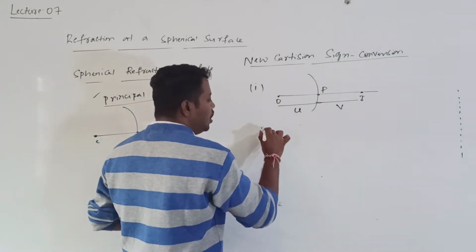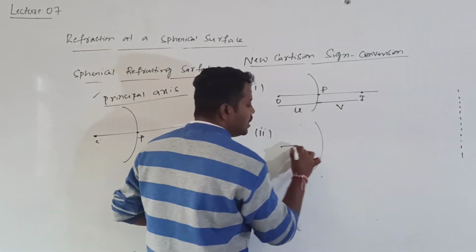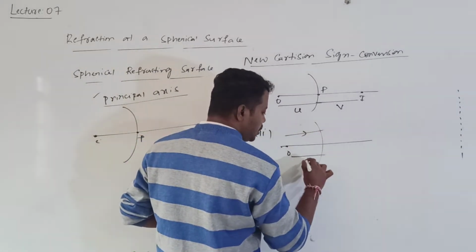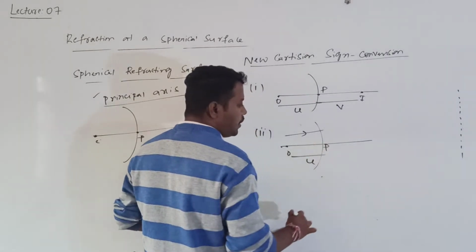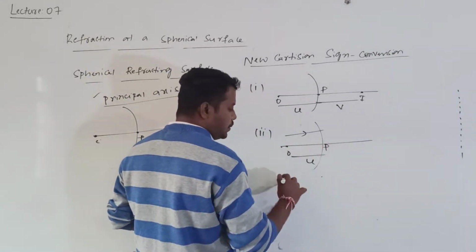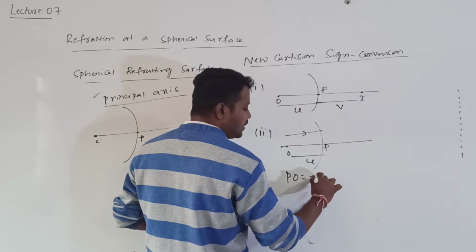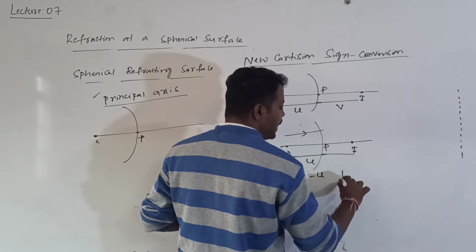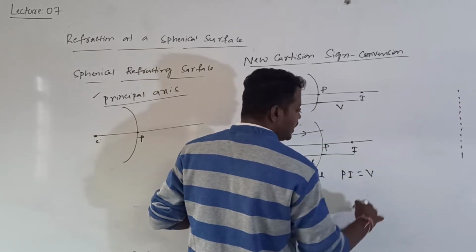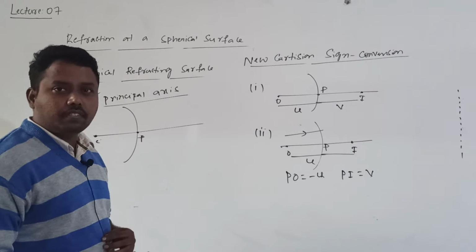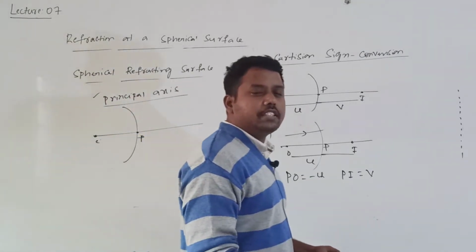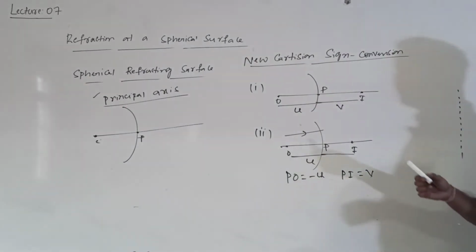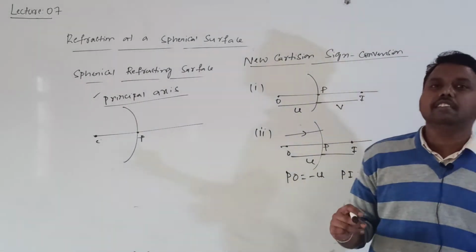And the second rule: the distances are measured from the pole. For example, this is the object, this is my incident ray, and this is U. So distances should be measured from P along the principal axis, so PO will be taken as minus U. For example, here the image is there, then the image distance PI, which is measured in the direction of the incident ray, can be taken as positive. The distances measured in the direction of the incident ray are taken as positive, and in the direction opposite to the incident ray are taken as negative.